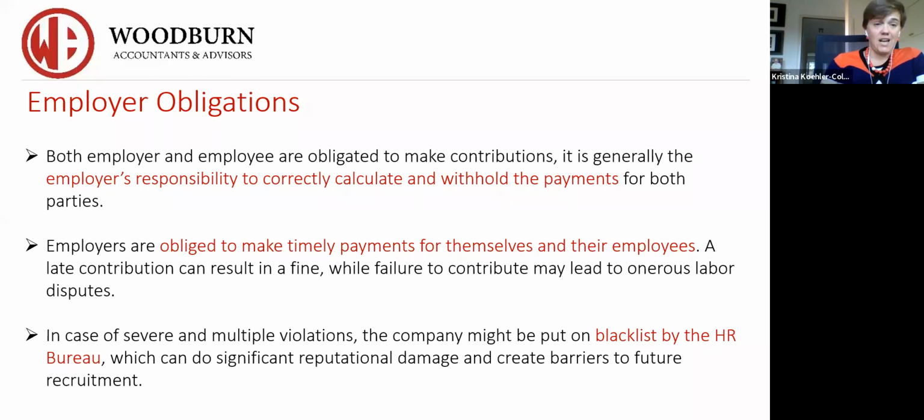And if you are in violation of, I don't know, not having enough cash in your bank account so that there's not enough that the tax bureau can deduct, you could be put on the blacklist by the HR bureau or the tax bureau.